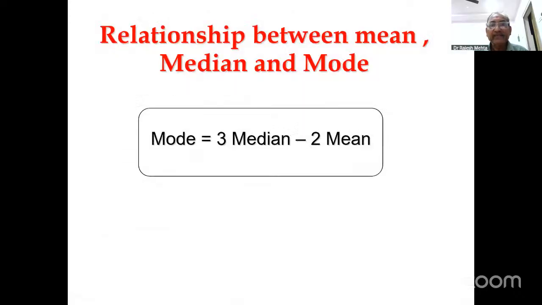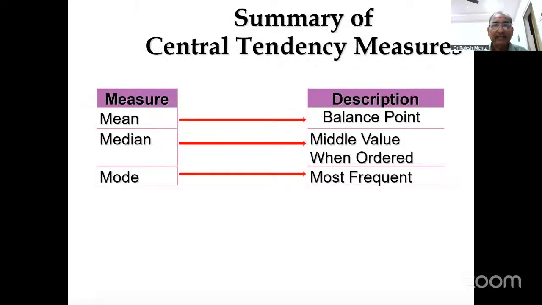Now, the relationship between mean, median, and mode: usually mode equals 3 median minus 2 mean. This will be the usual mode. When mode is not given and you want to find it out, then you can use this technique. Now, mean, median, and mode are the three things. The mean is basically a balance point, because it is mathematically calculated. Median is a middle value, and mode is the most frequently occurring value.